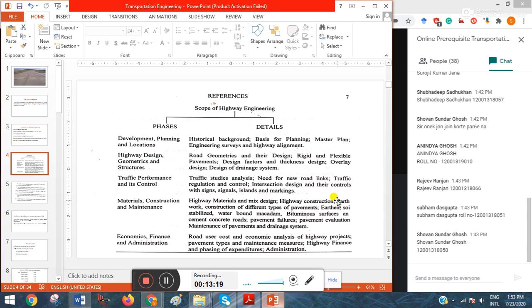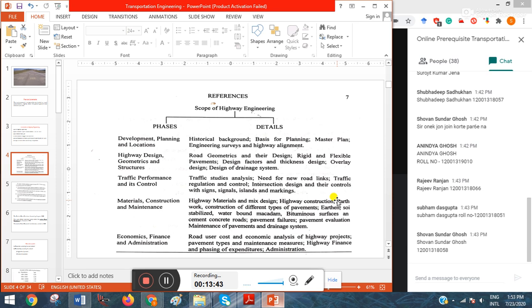Okay, these are very basic things, very well known to everyone, but when you are asked what is the scope of highway engineering, you need to explain and mention these things. These are the phases and these are the details under these phases. This is important, nothing else.